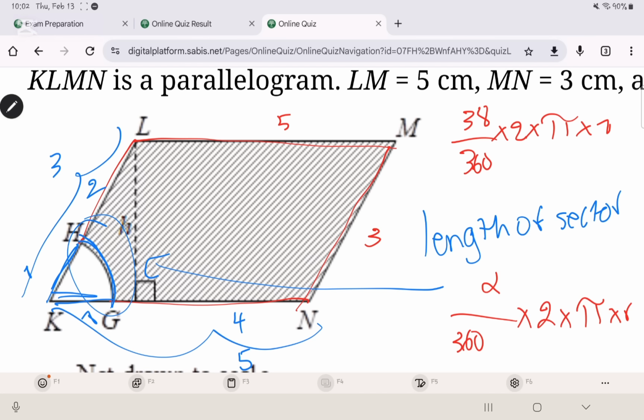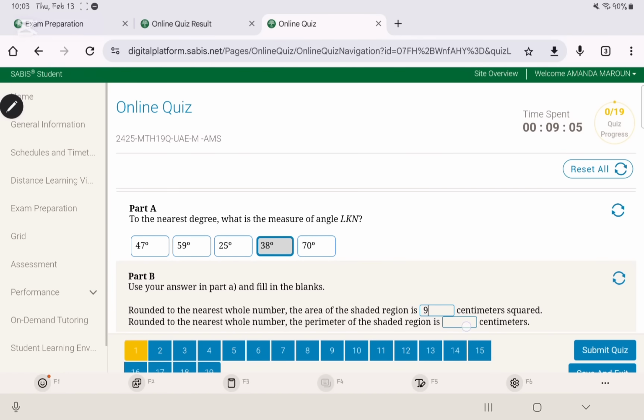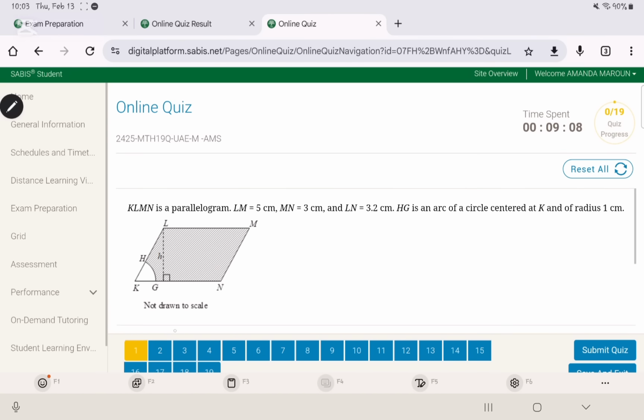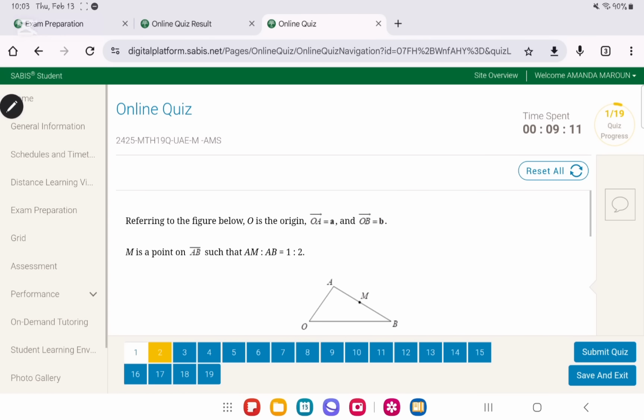So if we put it on the calculator, you are going to get an answer of 0.66. So very simply, you're going to add them all. It's going to be 5 plus 3 plus 4 plus 2 plus 0.66, and you will get an answer of 14.66. They need it to the nearest whole number, so you round it again and you get approximately 15. So the answer over here is 15. Now this is it for question number 1. We move on to question number 2.